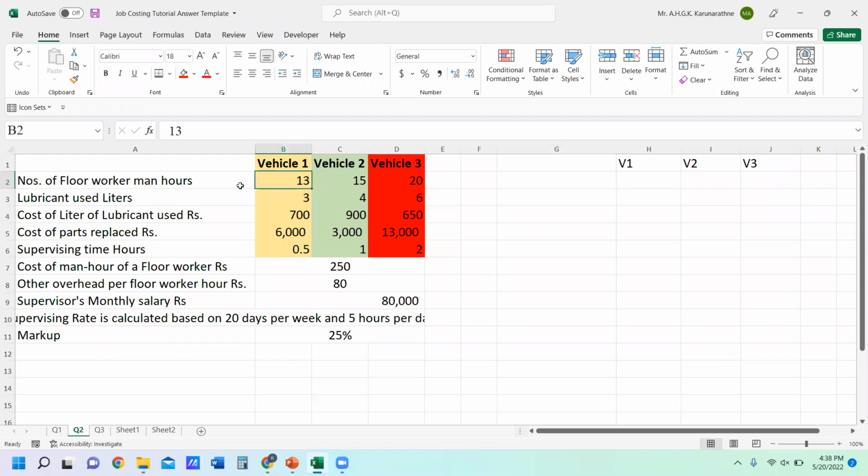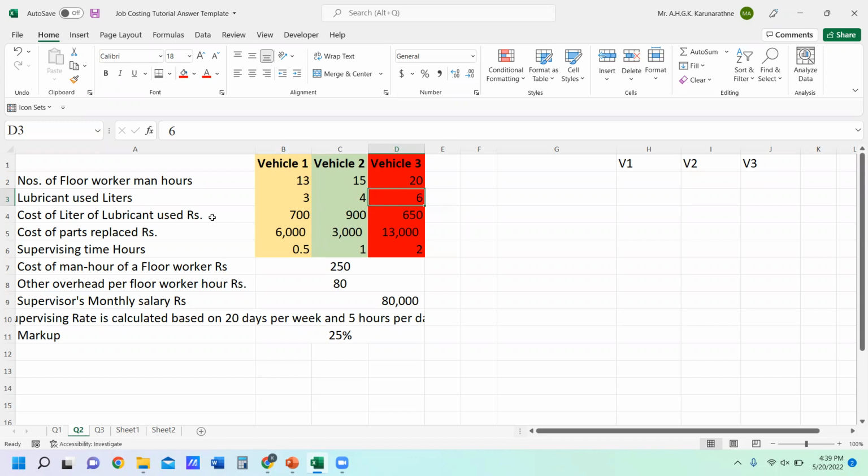So you can understand what is meant by labor hours. 13 hours, 15 hours, 20 hours. Lubricant used, the lubricant quantity, right? Amount of lubricant used. Vehicle 1 is 3 liters, vehicle 2 is 4 liters, vehicle 3 is 6 liters. And the cost of lubricant used, right? Vehicle 1 cost per liter is 700. Vehicle 2 cost per liter is 900. Vehicle 3 cost per liter is 650. Sometimes students might be confused how this same lubricant cost is different for different vehicles.